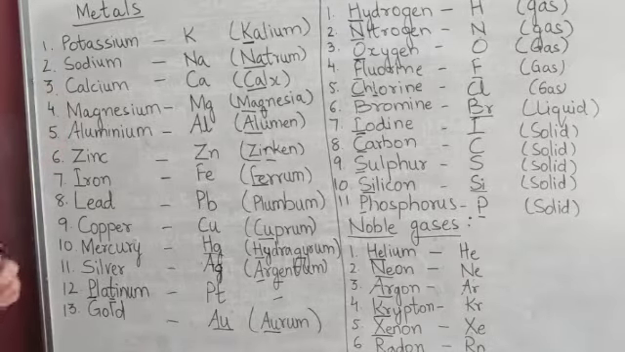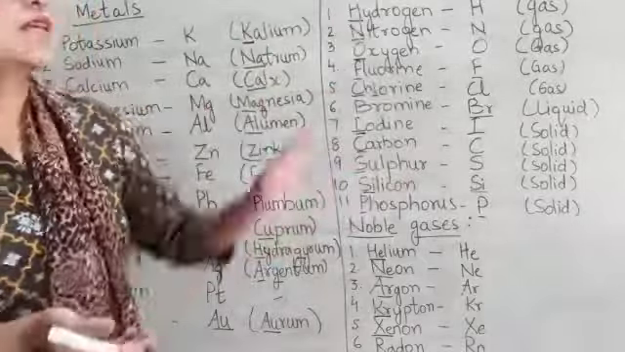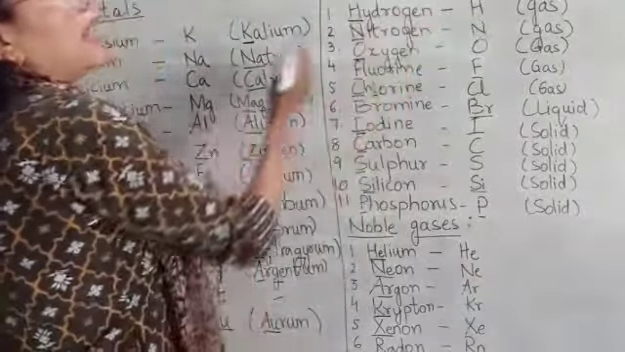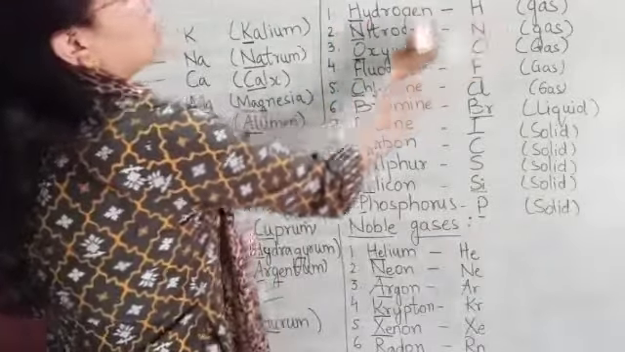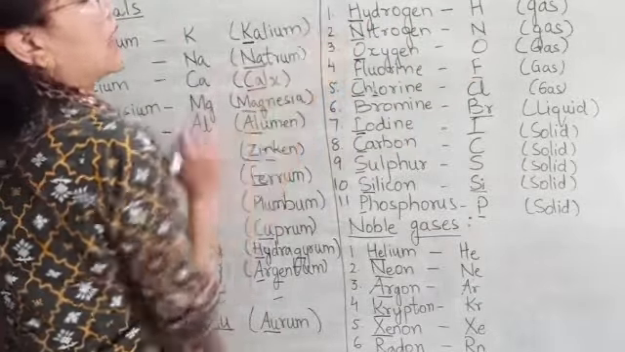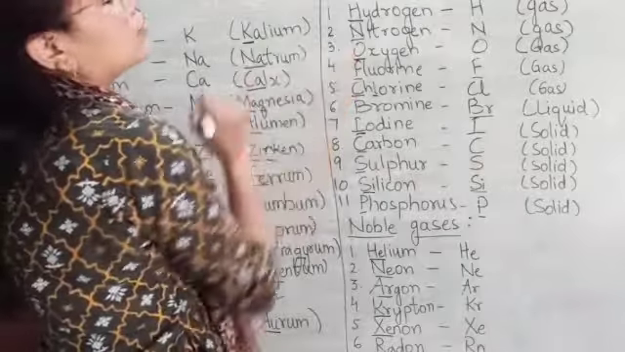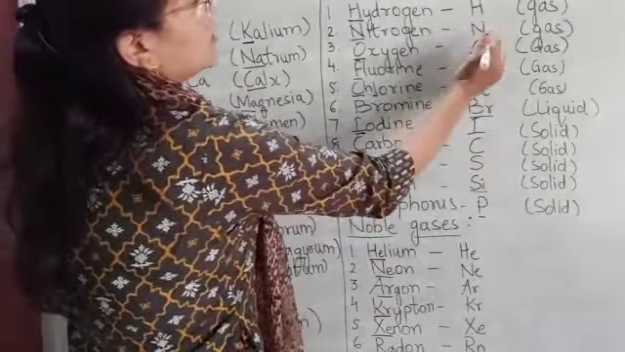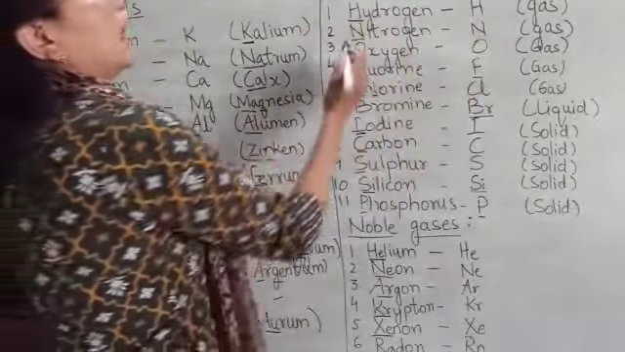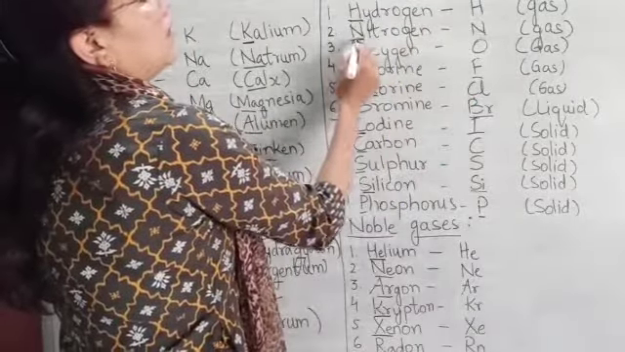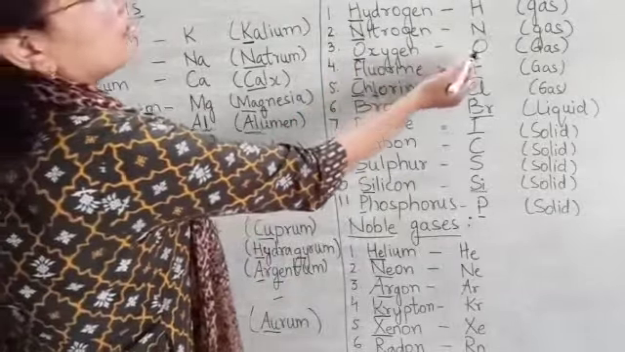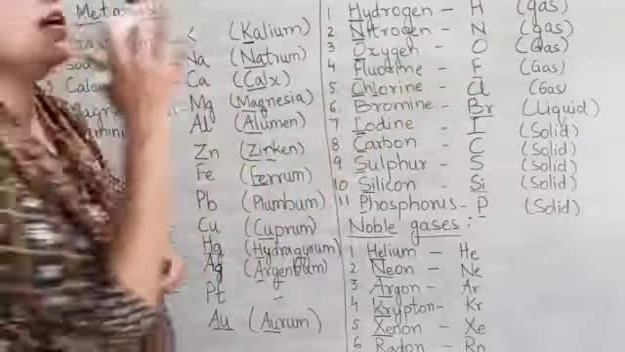Then comes non-metals. These are the non-metals and their symbols. The first one is hydrogen. Hydrogen is a gas and its symbol is H, derived from the first letter. Then comes nitrogen. The symbol of nitrogen is N. Nitrogen is also a gas and is derived from the first letter N. Then comes oxygen. The symbol of oxygen is O. Oxygen is also a gas.